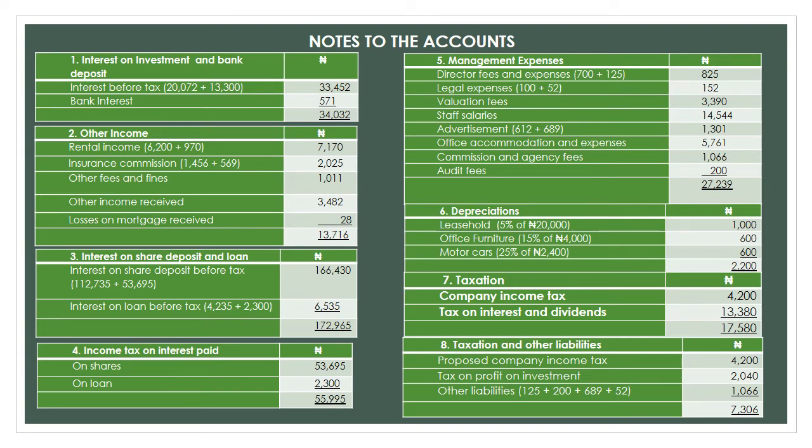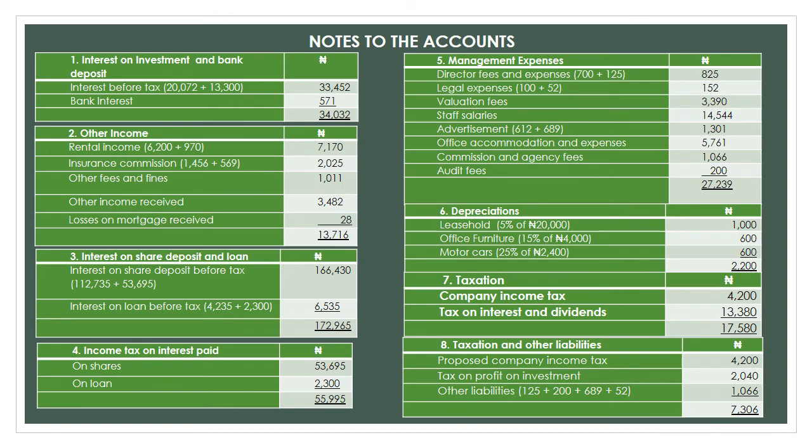So what we have done is to recapture the information, not the way it was captured in the trial balance by netting it off. Now we want to see the aggregate amount for interest on share deposit. Then we recognize the taxes differently. Under additional information F, you will see 53,695 added back to its source. Then the 2,300 was added back. Now we are adding them together to net it off from the expenditure side in the income statement.